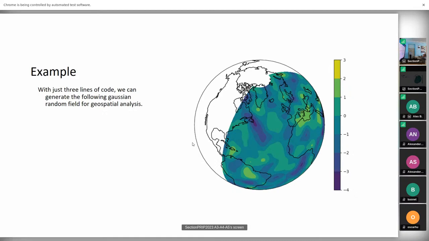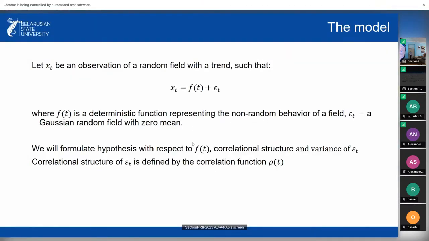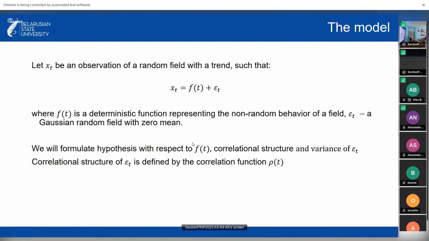So now moving on to the main part of my talk. I'll start by describing the model of data I'm using. I'm going to be using a random field with a trend. Here we can see X sub t is a random field, F of t represents a trend component, which is a deterministic function, and epsilon t is a Gaussian random field with zero mean. When we formulate hypotheses, we will test the trend component, the correlation structure of the random field, which is represented by the correlation function, and the variance of the random field.